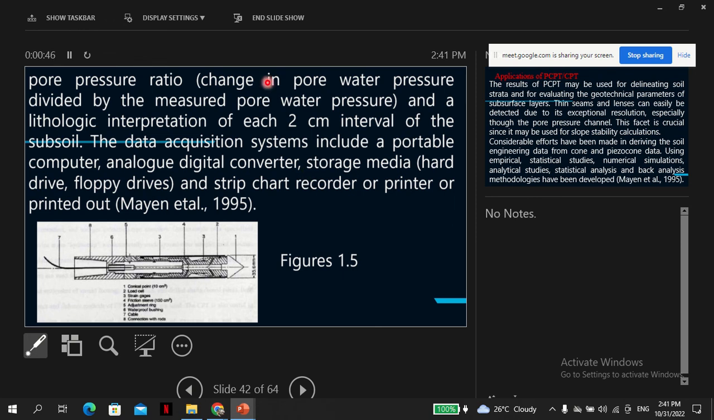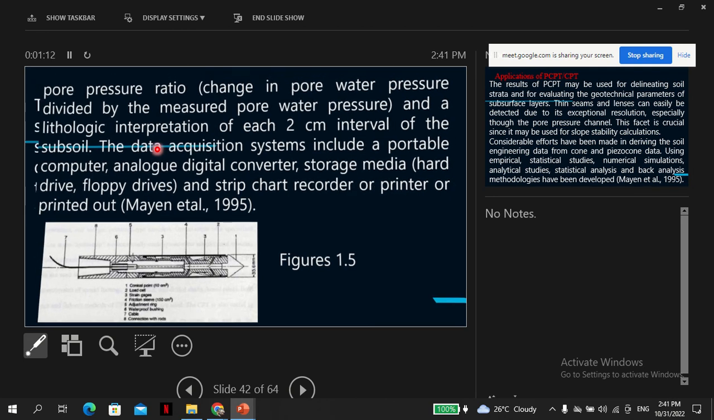Pore pressure ratio is the change in pore water pressure divided by the measured pore water pressure, along with the lithologic interpretation of each 2 centimeter interval of subsoil. The data acquisition system includes a portable computer, analog digital converter, storage hard drive or floppy drives, and a strip chart recorder or printer that prints out. So this is pretty advanced.